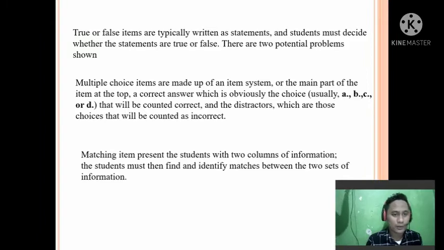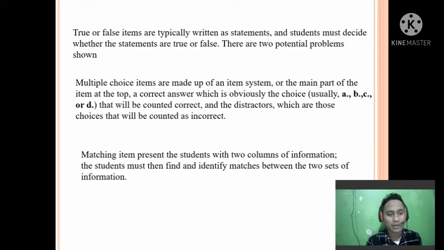True or false items are typically written as statements and the student must decide whether the statement is true or false. There are two question problems shown, like the examples. Mr. Ryan is ugly or not? Is it true or false? Mr. Ryan is ugly. Is it true or false? You can take it as the example.